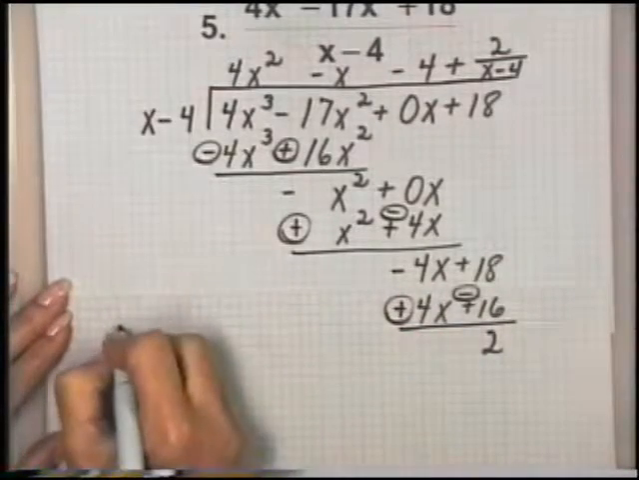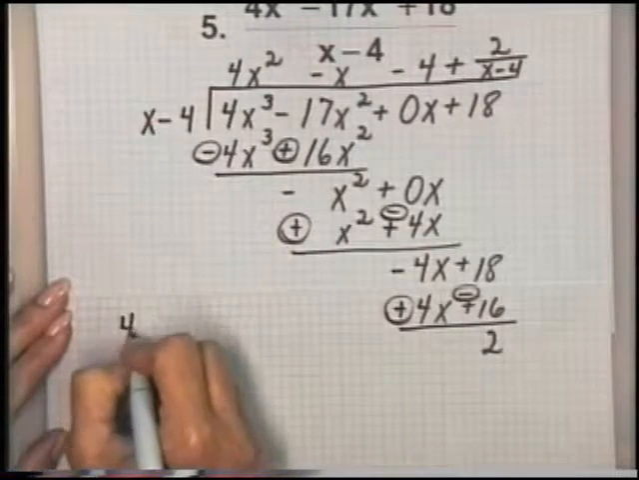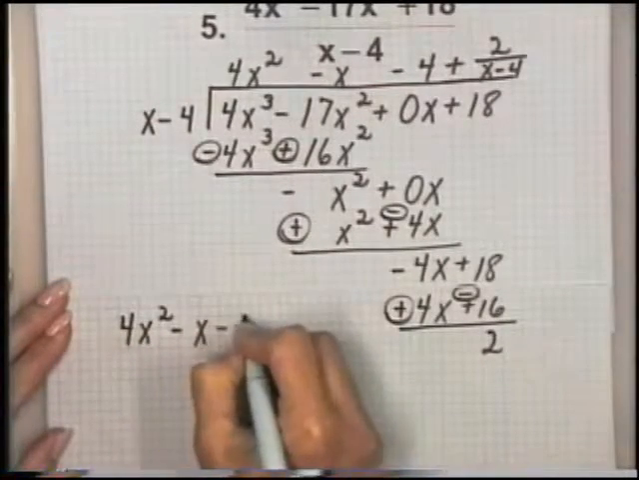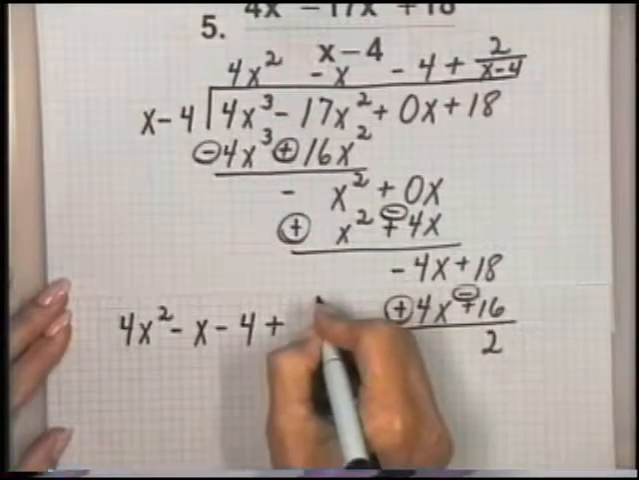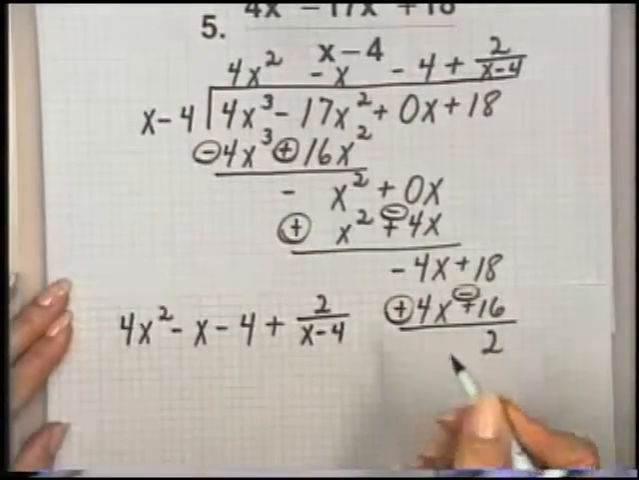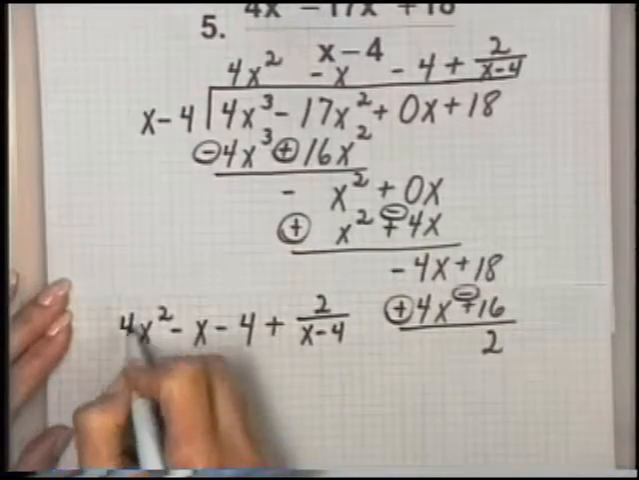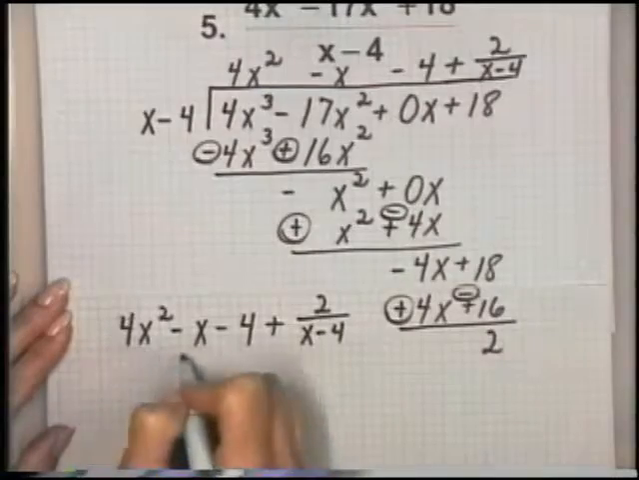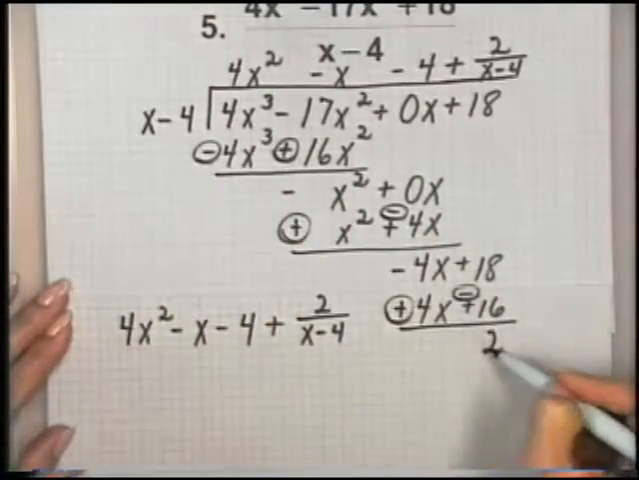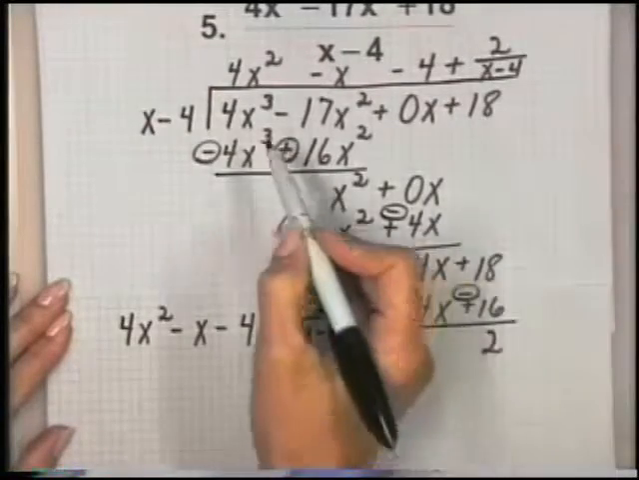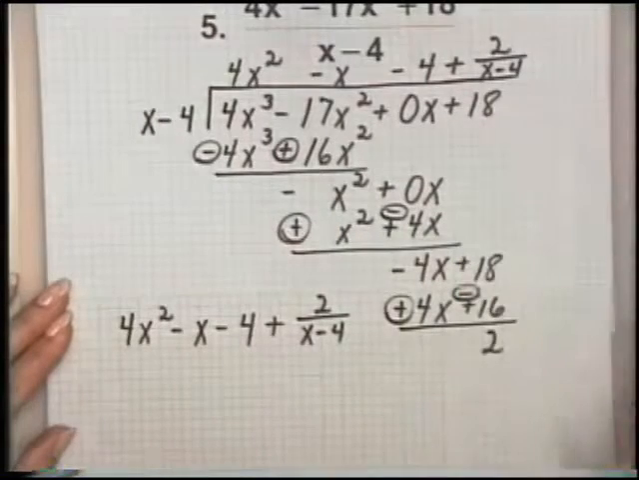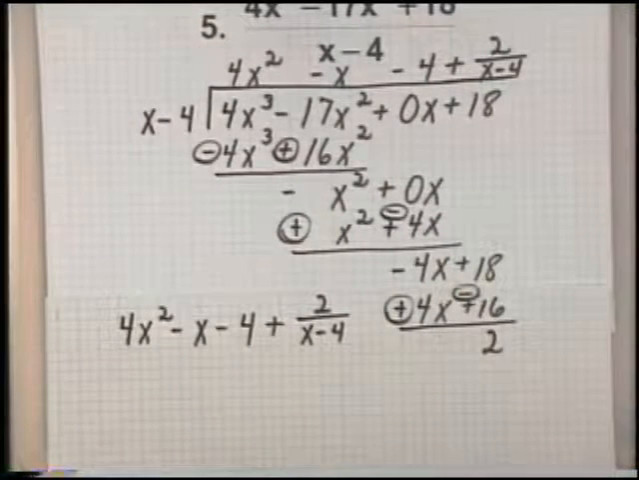Now let's write the answer here. The quotient is 4x squared minus x minus 4 plus 2 over our x minus 4. If we wanted to check, we would take the 4x squared minus x minus 4, multiply it by x minus 4 and then add our remainder of 2, and we should get the 4x cubed minus 17x squared plus 18.